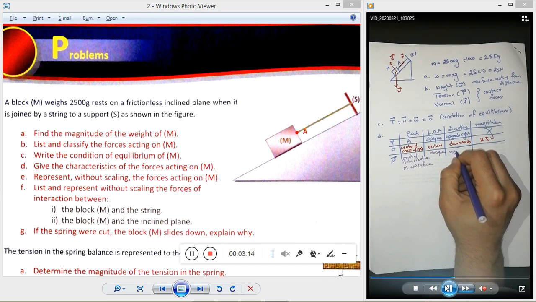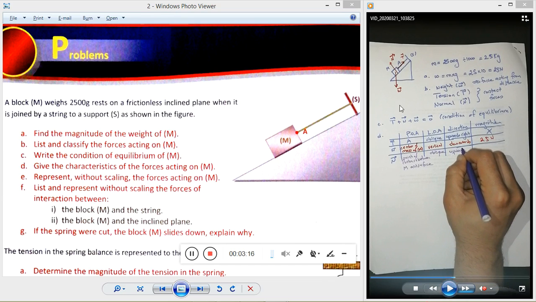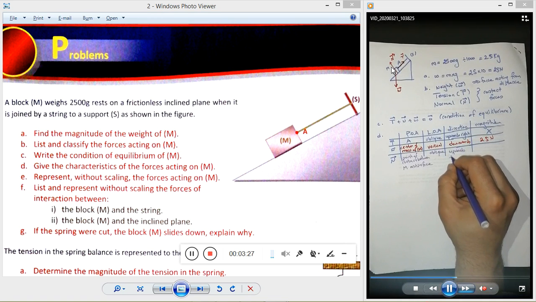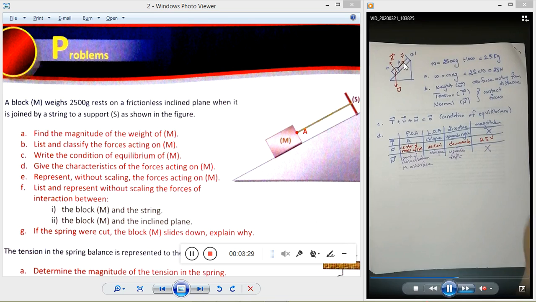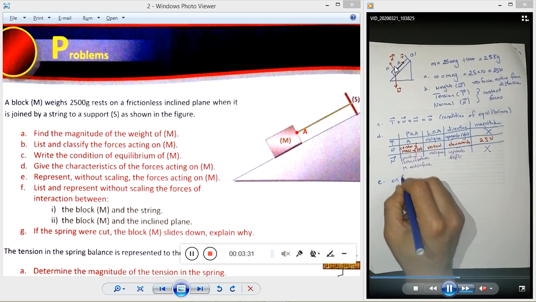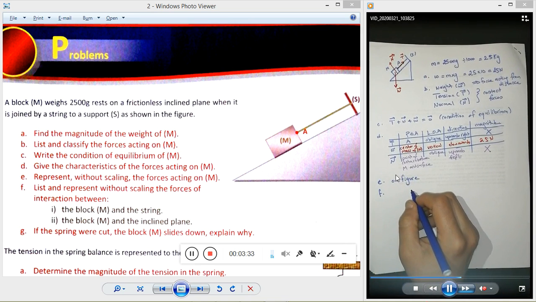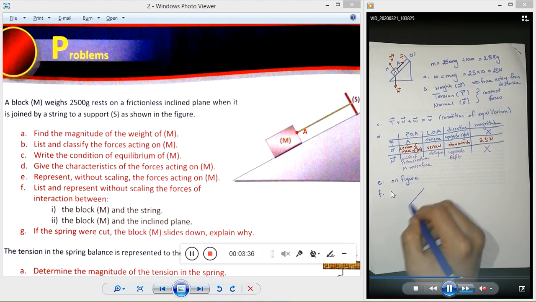Normal force N. The point of application is the point of contact between the block M and the surface. Line of action is oblique, as you can see, and direction upwards left. We cannot calculate also the magnitude of N. Part E, represent without scale the forces. I represented them on the figure.